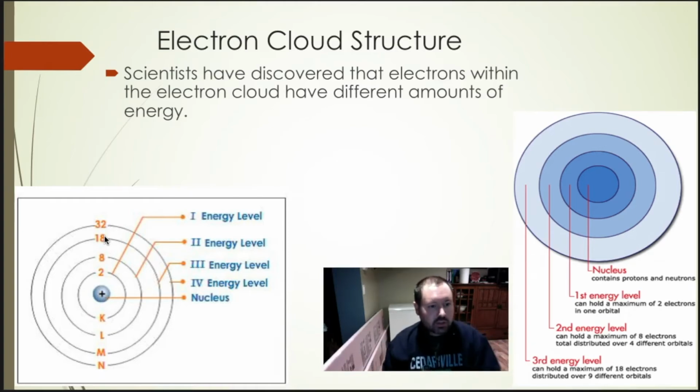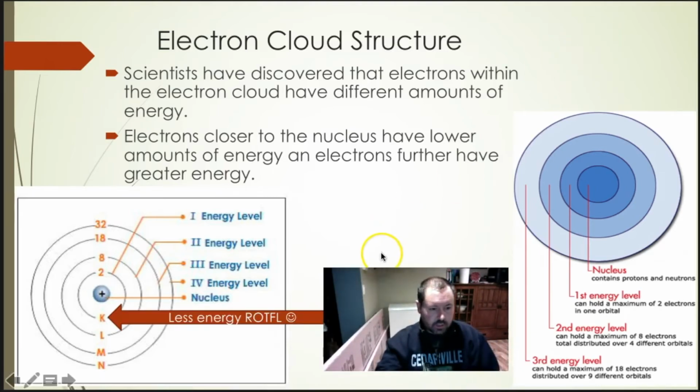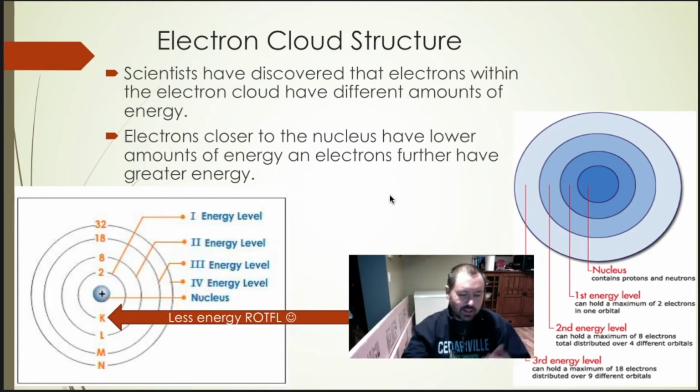So scientists have discovered that electrons within the electron cloud have different amounts of energy. In other words, electrons in this inner ring right here, they have the least amount of energy. Electrons way out here, they have the most amount of energy. So the further they are from the nucleus, the more energy that those electrons have. Let's keep going. The electrons closer to the nucleus have lower amounts. We're just kind of restating what I told you. Closer to the nucleus, low energy. Far from the nucleus, lots of energy. Let's keep going. Oh, less energy.